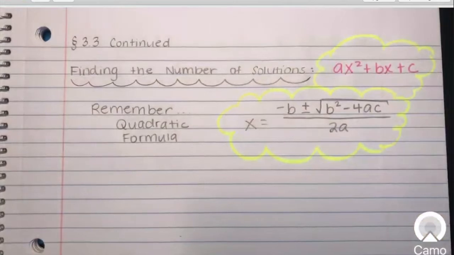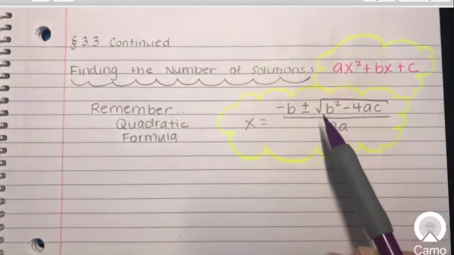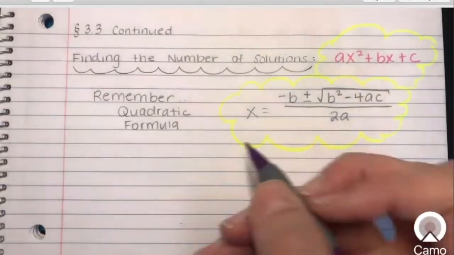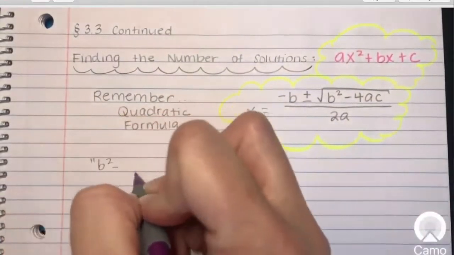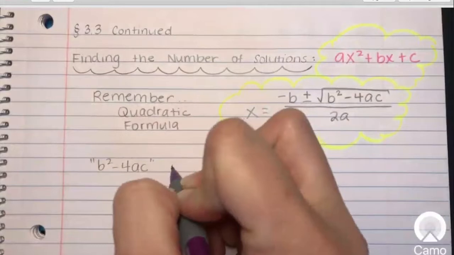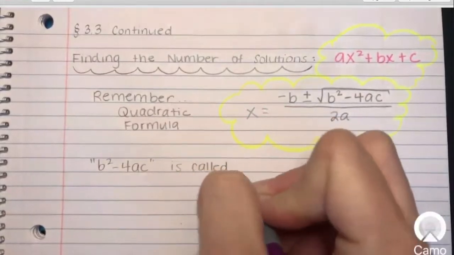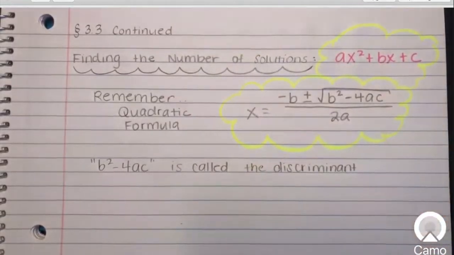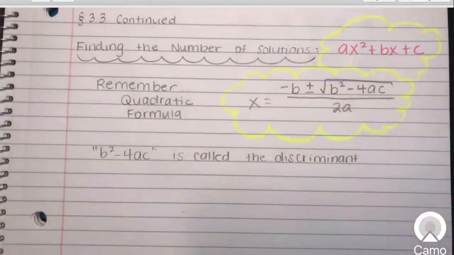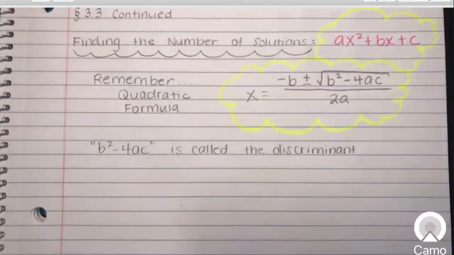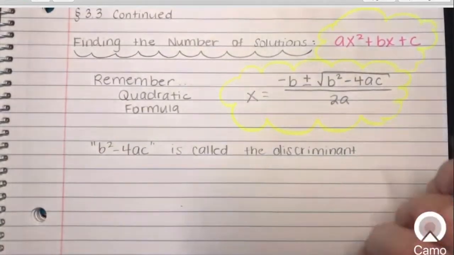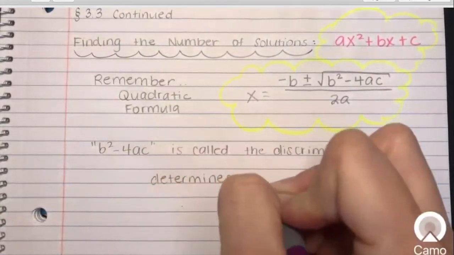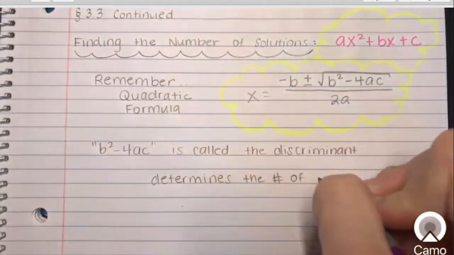Okay, if you notice in our quadratic formula, the part that's under the radical has a special term. We call that the discriminant. So b squared minus 4ac is called the discriminant. What the discriminant tells us is the number and type of solutions we have given a quadratic equation or given a quadratic function. So what this does is it determines the number of solutions.